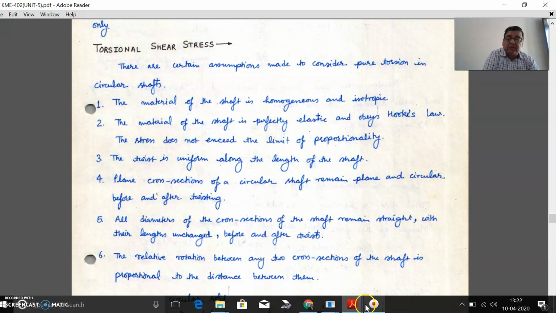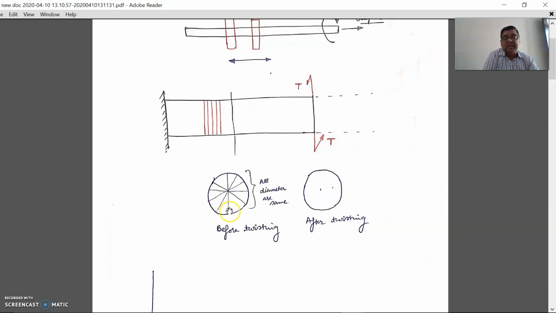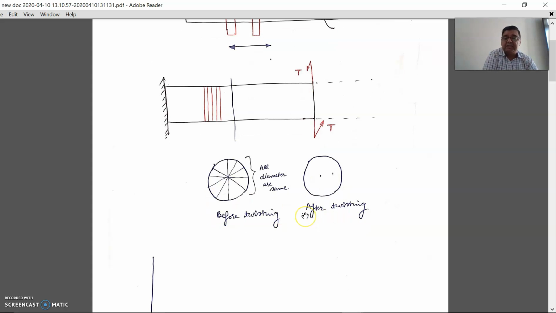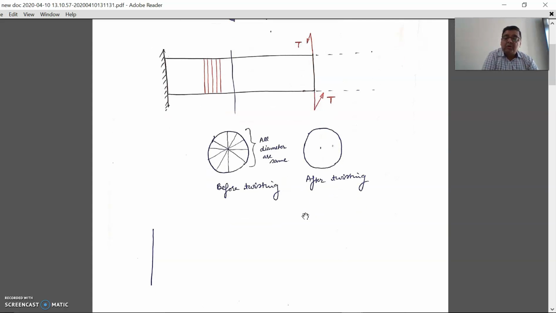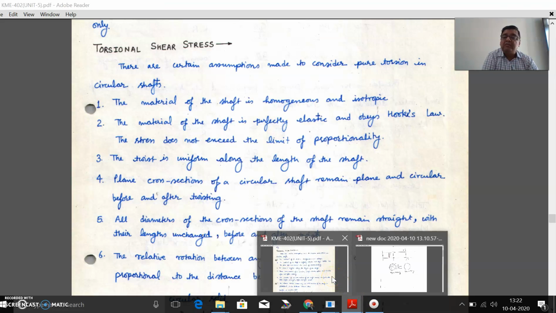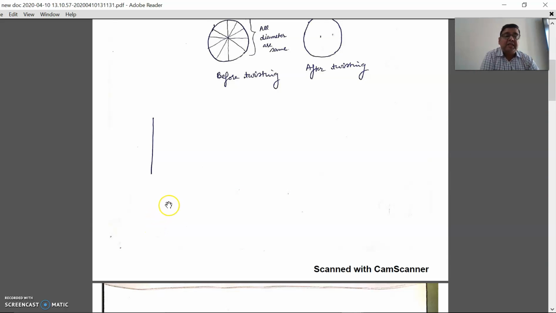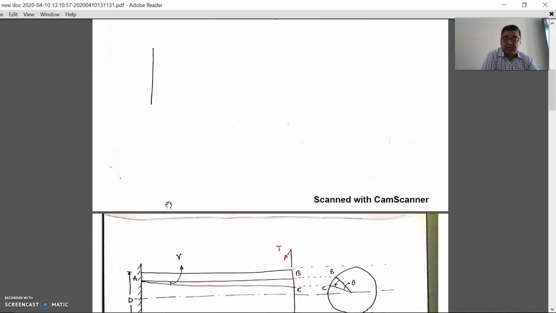Likewise, in the fifth point, what one tries to explain is that all diameters will remain the same. That means the circle will be in the shape of a circle only, even before and after twisting. It will remain the same, right? So these are the different assumptions. Now we have to derive the torsion equation, right? And that torsion equation is T by J is equal to tau by R is equal to G theta by L, and we'll extensively use this torsion equation.